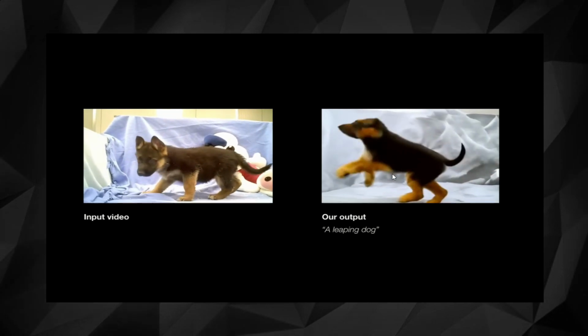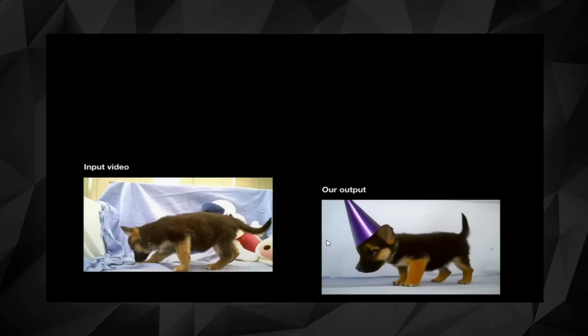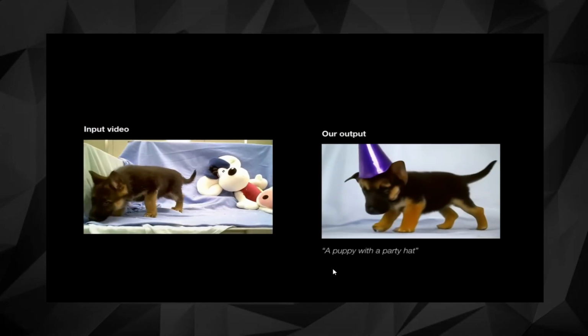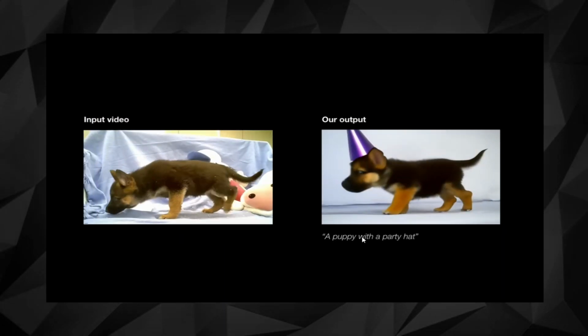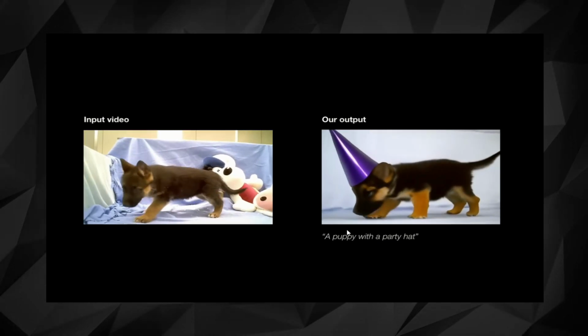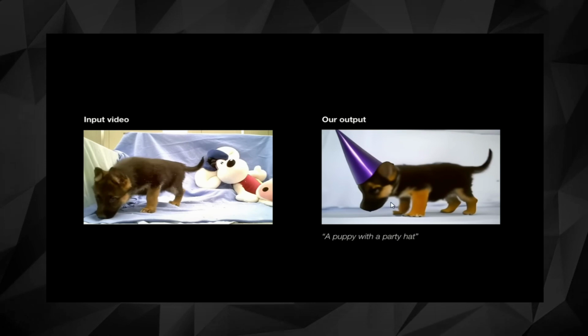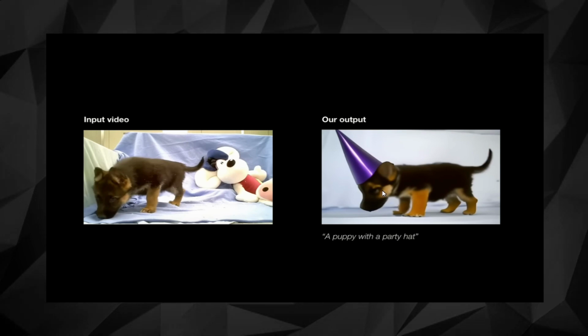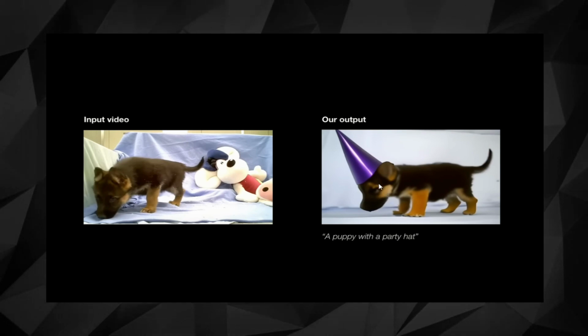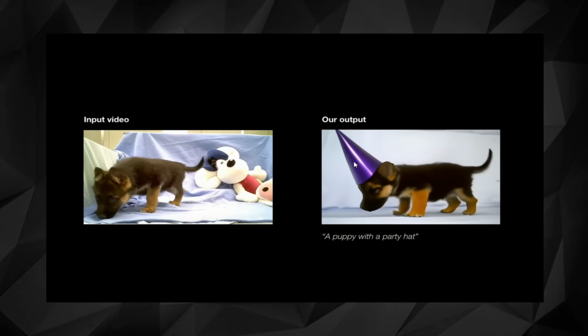And if we wanted something different with the same input video, we could give a different prompt like, puppy with a party hat. As you can see, the identity of the puppy is unchanged, just like in the demonstration we explored earlier. But more importantly, Dreamix fits the party hat nicely on the head of the puppy.